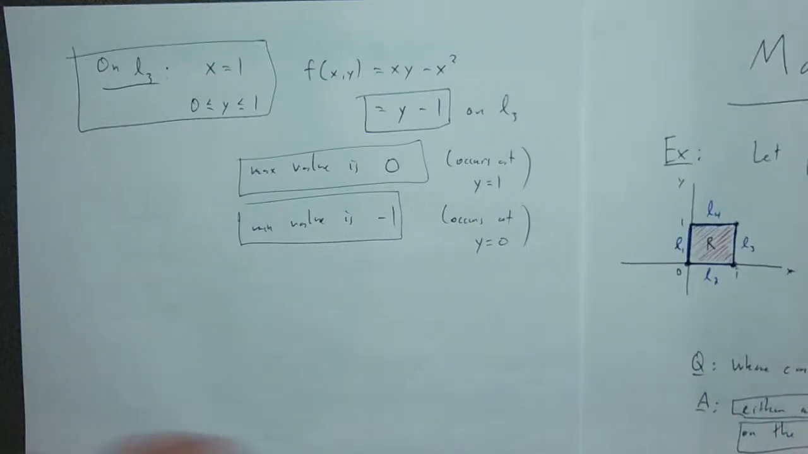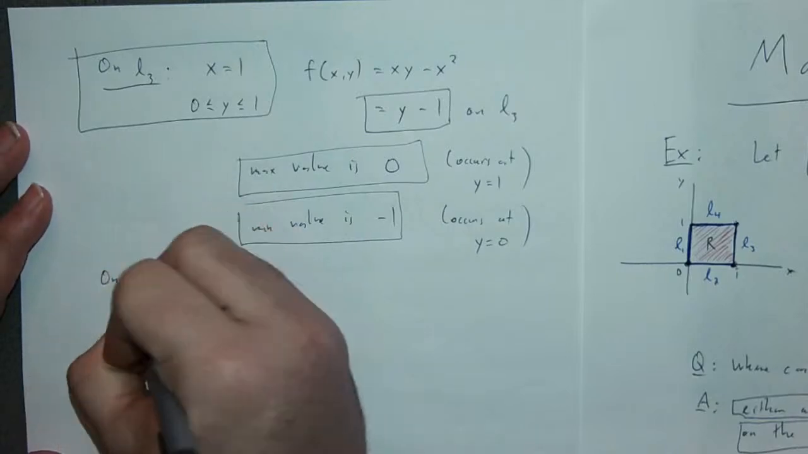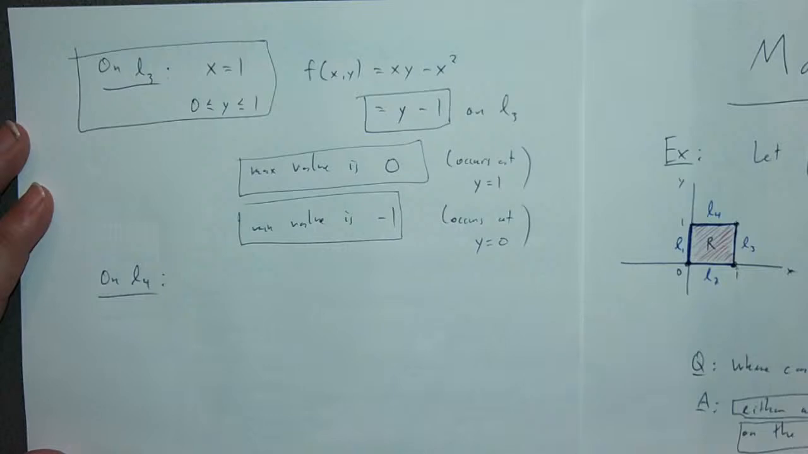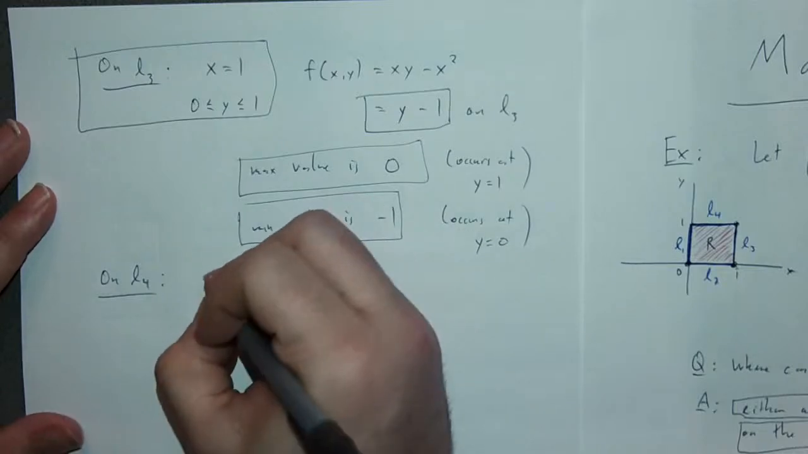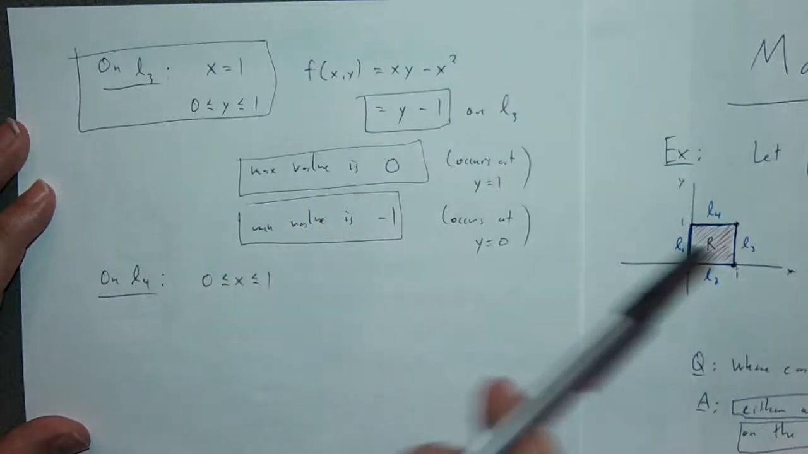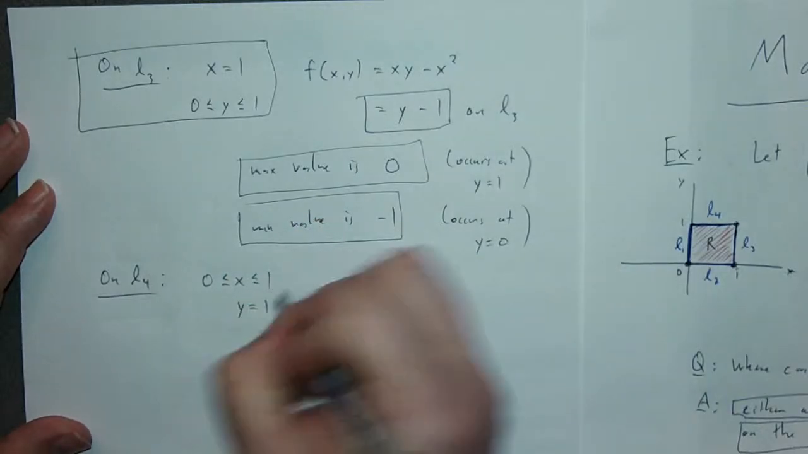Now we just have one more piece to look at. What about the top, on L4? On L4, x varies between 0 and 1, and y is equal to 1.